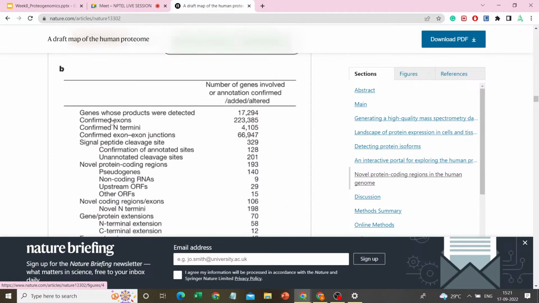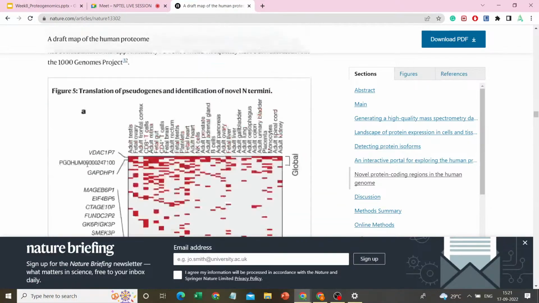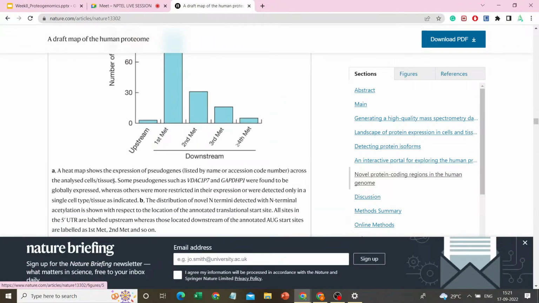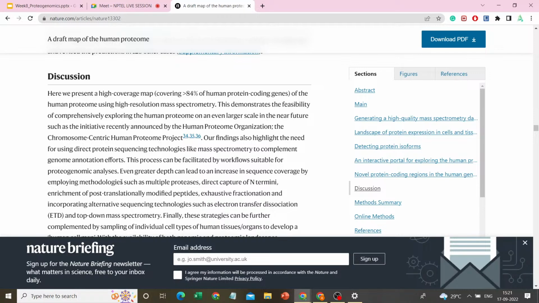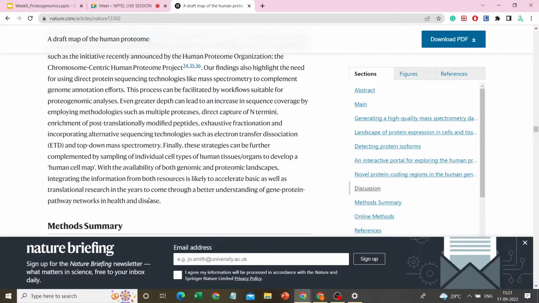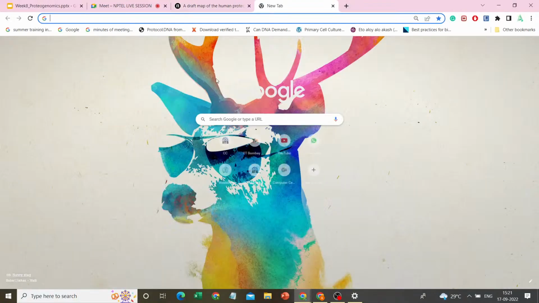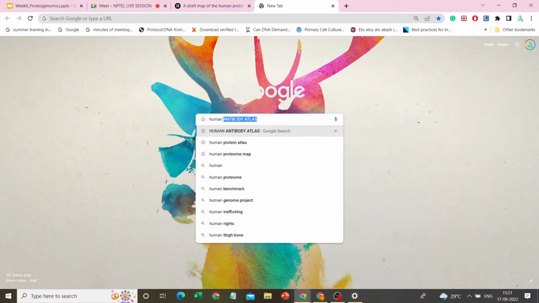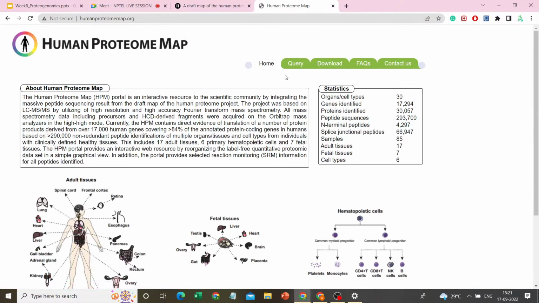So here you can get a summary of all that was identified. And if you go through this full paper, you can identify the different peptides identified, different post translation modifications and all. They have documented this in the Human Proteome Map. So if you go and search for the Human Proteome Map, here you can find that it lists all their findings.